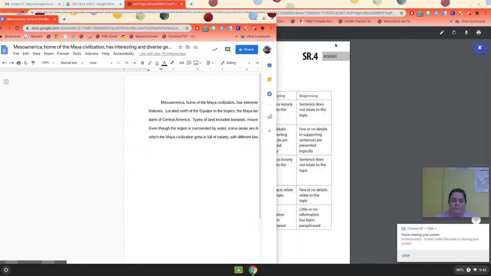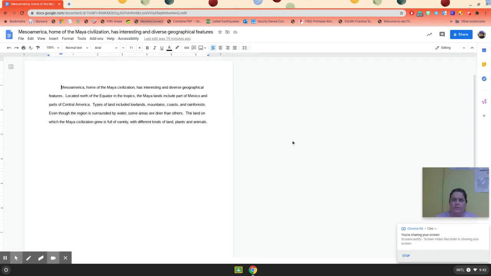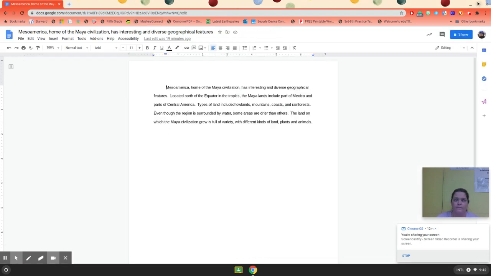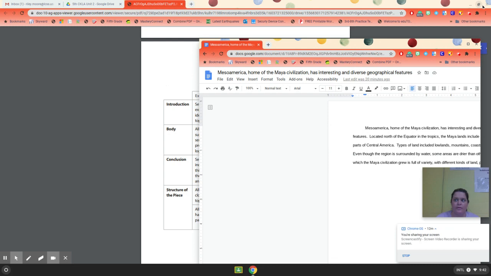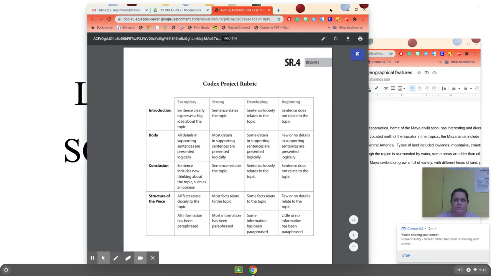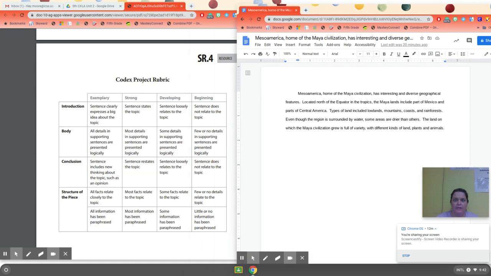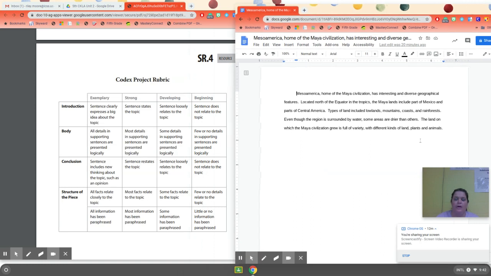I want to move this one over here. Oh, something's wrong. There we go. Okay, and then we're going to make this one smaller too. So what happens is I can get them side by side. There we go. All right, so this is a paragraph that the publishers created to talk about the geographic features.